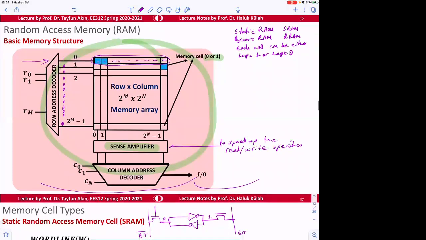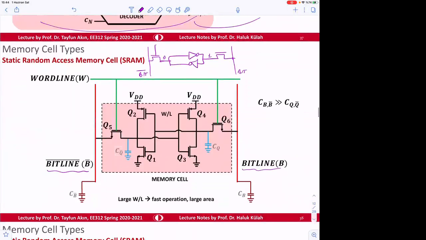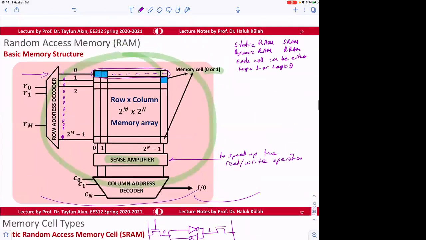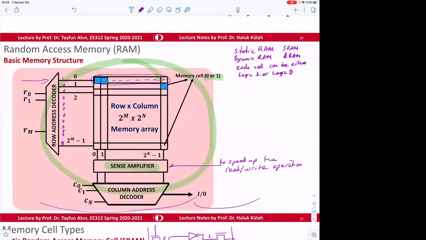There are two types of this, maybe static RAM and dynamic RAM. So we started seeing how we can write the data and store it in a memory cell. We mentioned that which memory cell we will be writing or reading is going to be determined by the address decoders. One is the row address decoder, the other one is the column address decoder. Here we will be assuming that we have access to 1 bit.